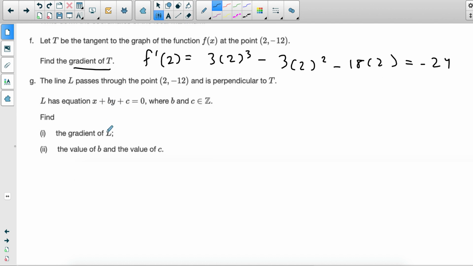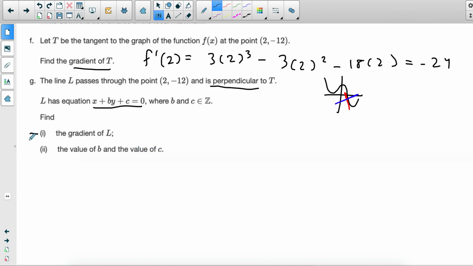Now, the line L passes through the same point and is perpendicular to t. So this is your keyword. So we had the graph, and the tangent was in such a way, this was our t, the line L was perpendicular to it. So it was 90 degrees there. L has an equation of this form, so this is a way of writing an equation where b and c are actual integers. Find the gradient of L and the value of b and c.